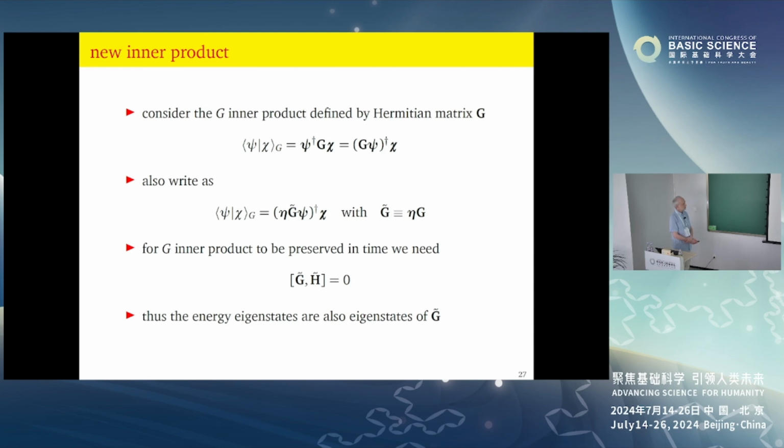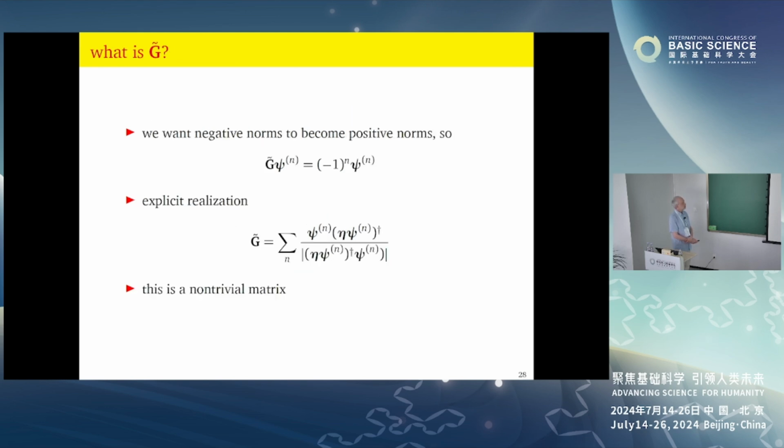Now we can use this fact that we know what the eigenstates are. So we are then free to choose the eigenvalues to do what we want, which is to change the sign of the norm. And that will occur if the eigenvalues are just (-1)^n. So that helps you to determine what G twiddle is.